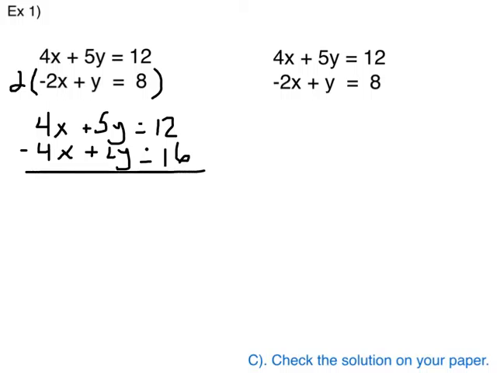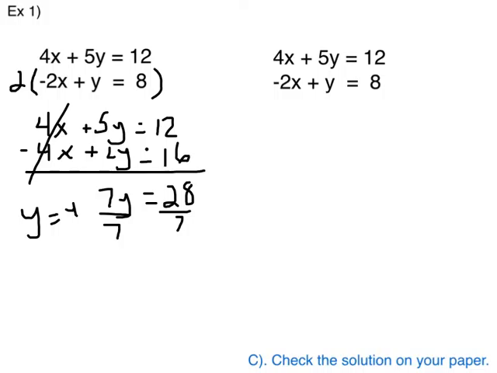All right. What happens? Obviously, the x's are gone. That was our goal. What's 5y plus 2y? 7y. And what's 12 plus 16? 28. Divide by 7, divide by 7, and your y will turn out to be 4. Once I get that, you know that's only part of the answer, so I got to plug it back in. It's really up to you which one. Since the second one here has a single y, and I don't have to multiply, I'm going to use that one. I like that a little bit better of a choice.